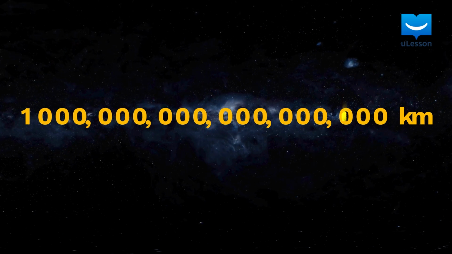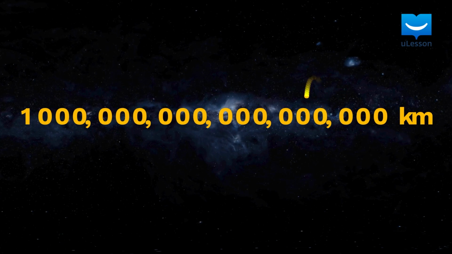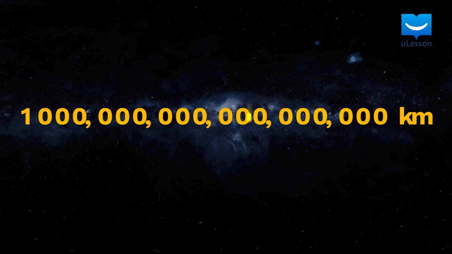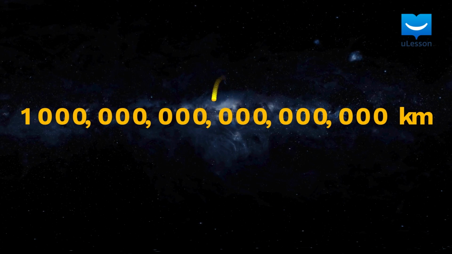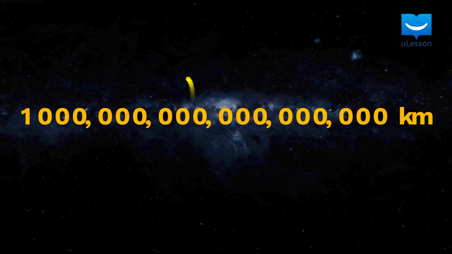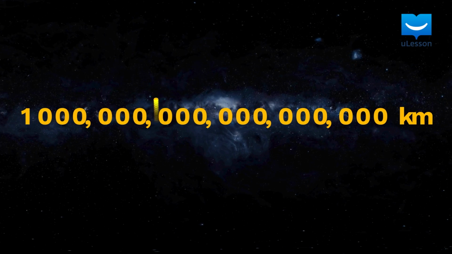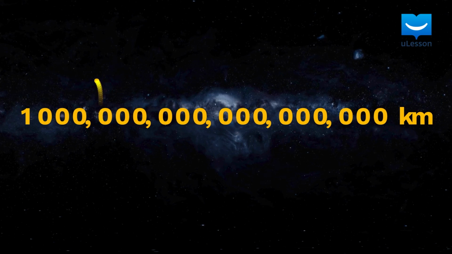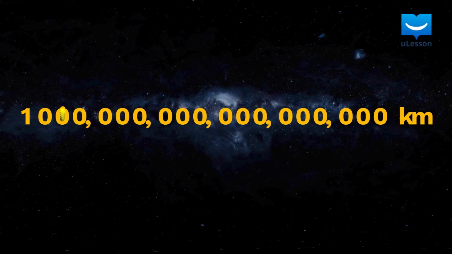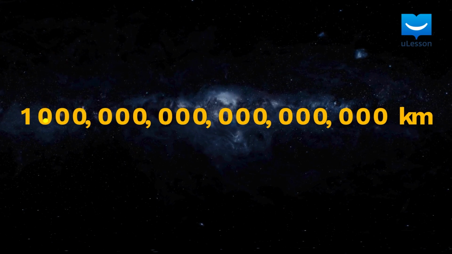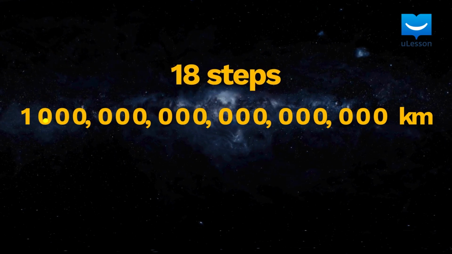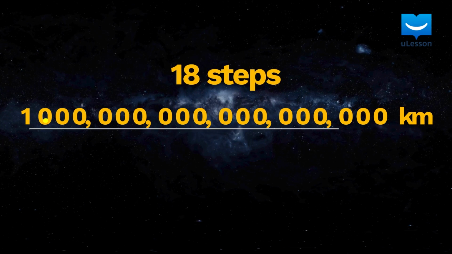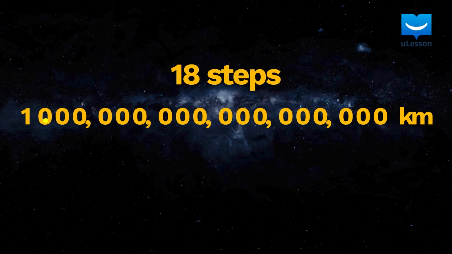1, 2, 3, 4, 5, 6, 7, 8, 9, 10, 11, 12, 13, 14, 15, 16, 17, and 18. We have 18 steps, meaning the Milky Way is really big. The number now becomes 1.0 up until 18 zeros.